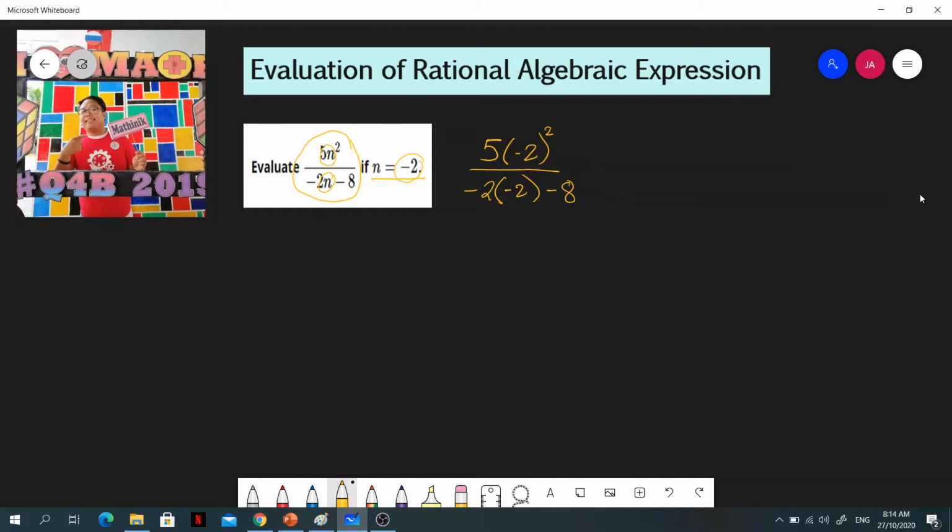So, tingnan muna natin. Meron tayo ditong exponent. So, kay exponent muna tayo mag-focus. Okay? So, 5. Negative 2 times negative 2, that will be 4. And then, negative 2 times negative 2, this is 4 minus 8. Okay? Then, 5 times 4 is equal to 20 all over 4 minus 8, that will be negative 4.